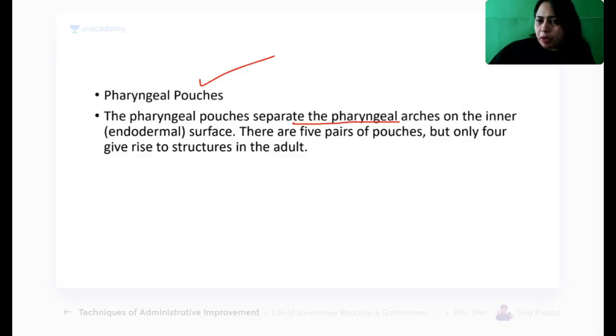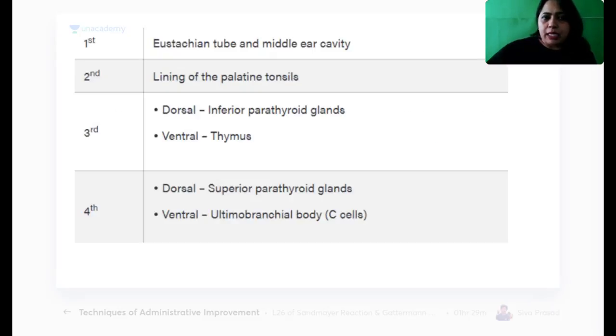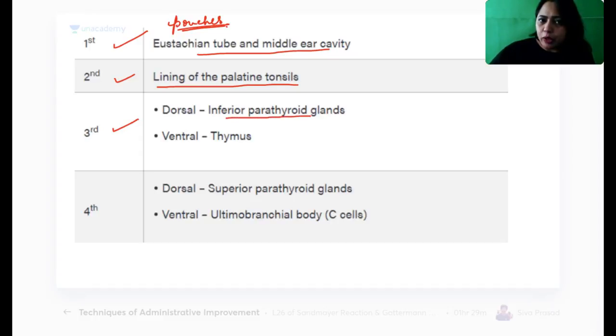There are five pouches, but only four of them are functional in adult life. And see, these are the derivatives of the pouches. Now here you have the first pouch will give rise to eustachian tube and the middle ear cavity. Like that you have the second one, lining of the palatine tonsil. The third one, dorsal and ventral is there. So dorsal one, inferior parathyroid and ventral thymus.